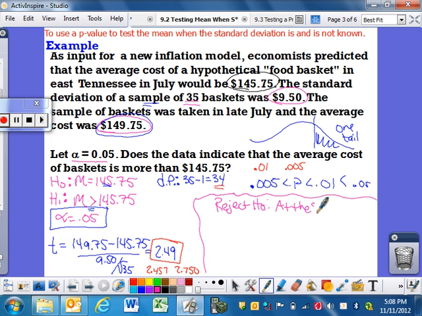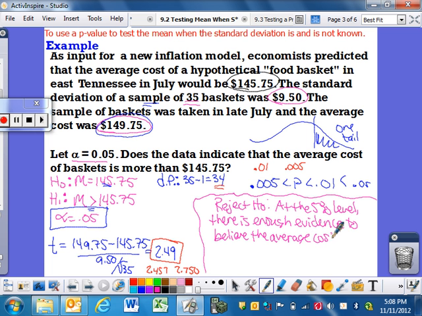At the 5% level, there's sufficient evidence to believe the average cost of a food basket is greater than $145.75. Because that p-value is less than our target value.